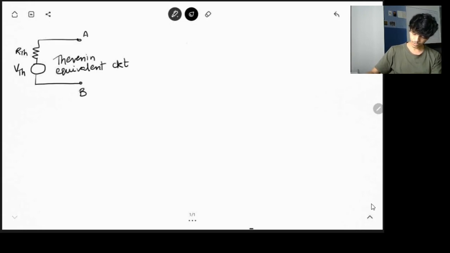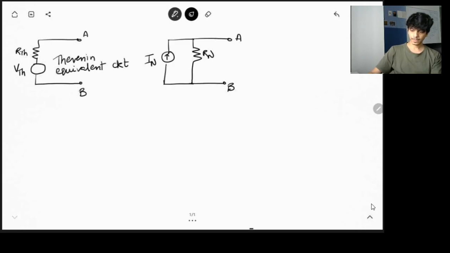Or you can also write the Norton equivalent circuit, which consists of a constant current source, IN, the Norton current, and this is in parallel with the Norton resistance. And the question that now we want to ask is, what is the relation between these two equivalent circuits?